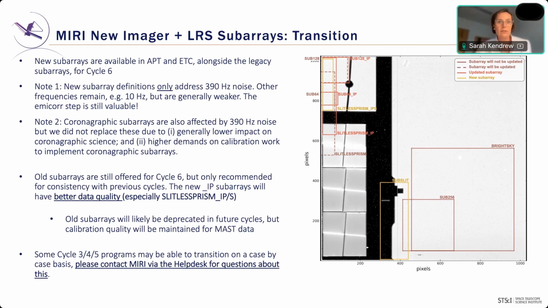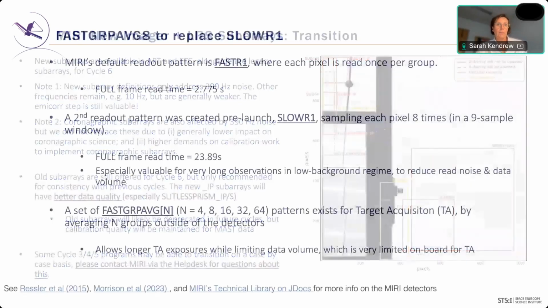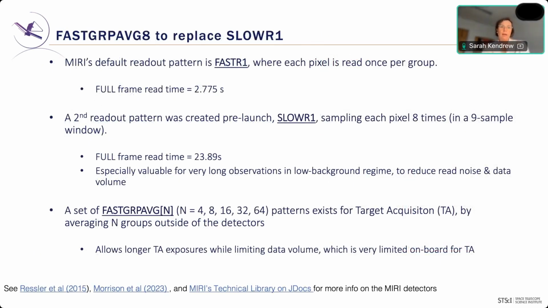Okay, so that's on the subarrays. Next up is a new readout pattern that we're offering for science observation. So this is relevant for any of you who use the slow R1 readout pattern. Our default readout pattern is called fast R1. So basically each pixel is read once per group read, and that gives, for the full array, a read time of 2.775 seconds.